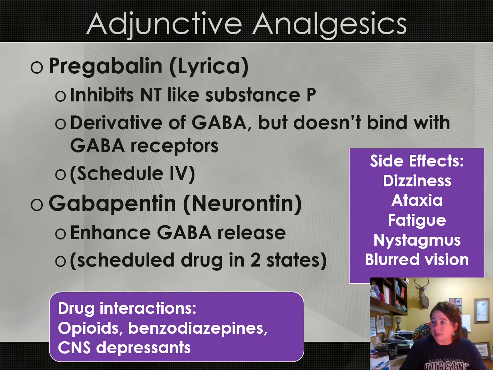Other analgesics that we can use for patients, there's two of them, the adjunct analgesics, pregabalin and gabapentin. So these medications work off of the concept of GABA. So here's what we know. GABA is an inhibitory neurotransmitter. It's in your brain, and it blocks or inhibits certain brain signals and decreases the activity of your nervous system, okay? So these two medications affect GABA.